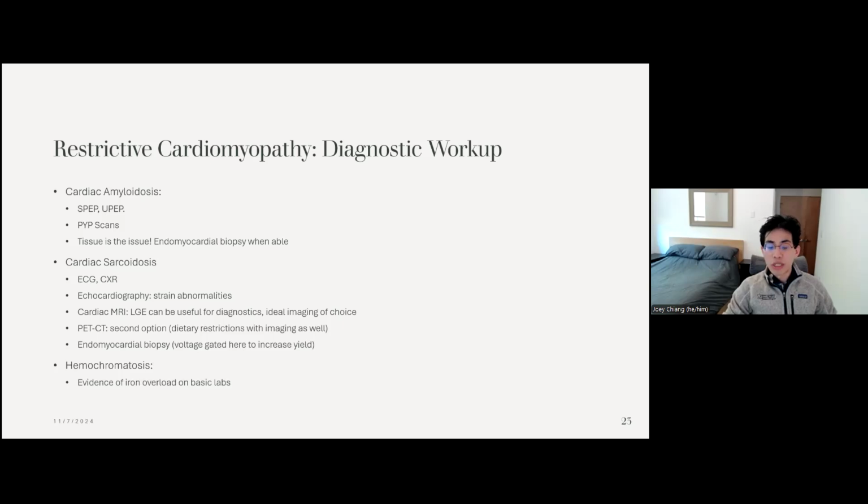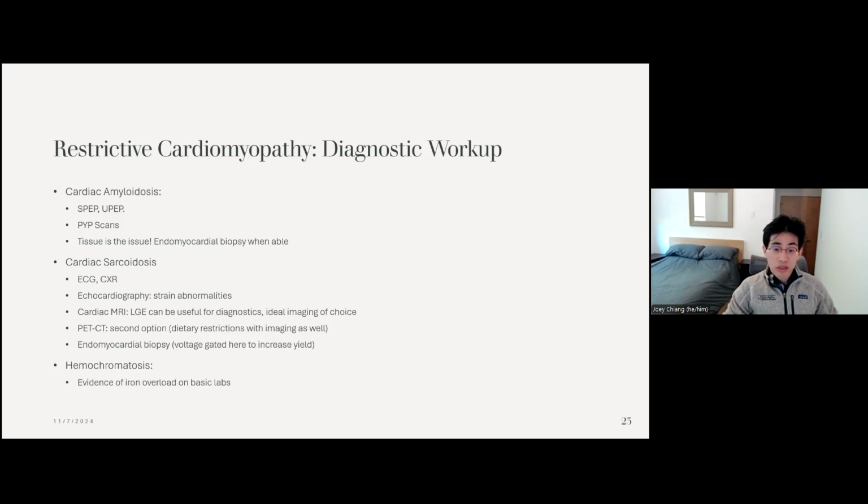So strain is a measure of how well our heart is able to respond. In patients who have restrictive cardiomyopathy, you can see specific strain patterns that are more indicative of, hey, this might be consistent with sarcoid, or hey, this might be more consistent with an amyloid-based process. But as far as diagnostics for amyloidosis, you all nailed it: an SPEP and UPEP, then getting a PYP scan, thinking about an endomyocardial biopsy as you need it.